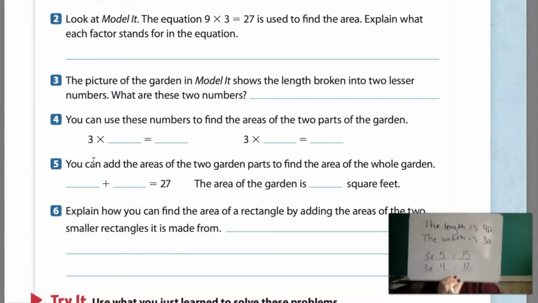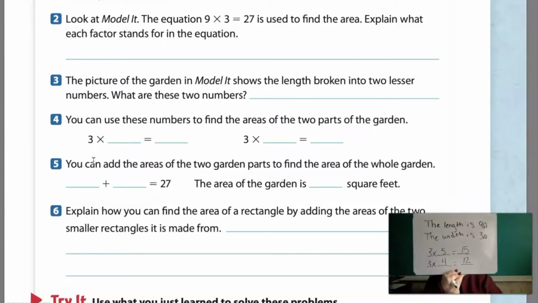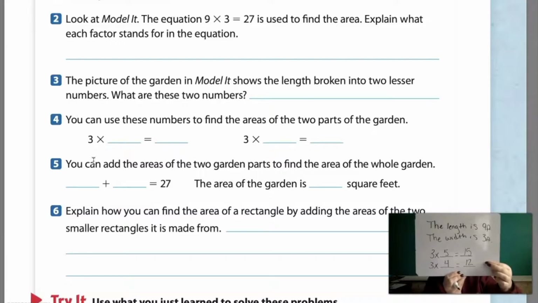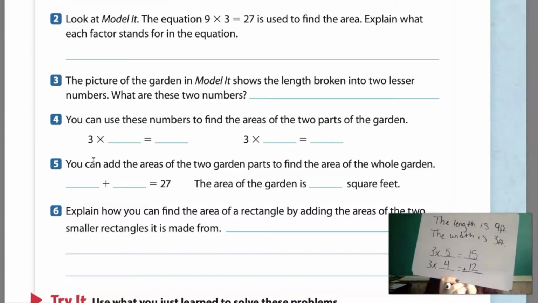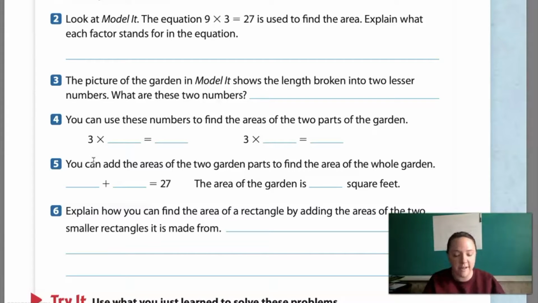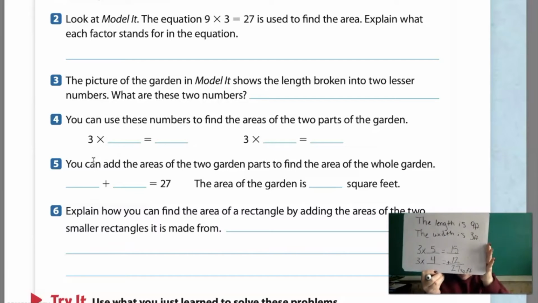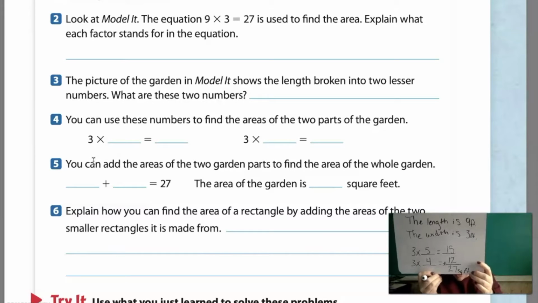Now, I have both of my corn and my tomatoes. How do I find the total if I want the whole garden? Okay, so you're going to add 15 plus 12. I'm just going to add it right here on my board, just like that. So 5 plus 2 is 7. 1 plus 1 is 2. 27 square feet is the garden. Did we get the same answer as we did when we added it? Sure did.